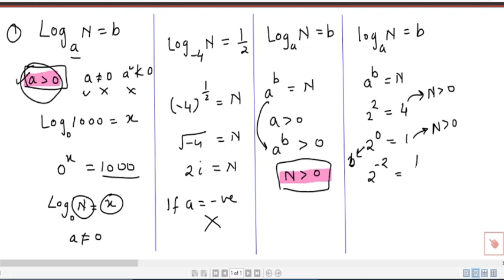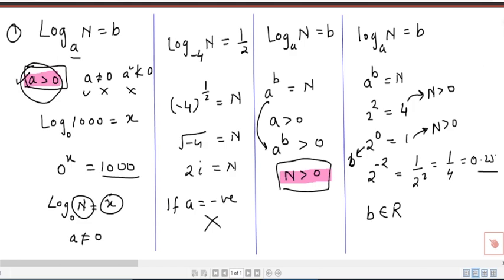You will get 1 upon 2 power 2, which is 1 by 4, which is 0.25, and 0.25 is also greater than 0. So again n is greater than 0. So everything is good here. B can be negative, positive, or 0, so it can be any real number, so B belongs to R.